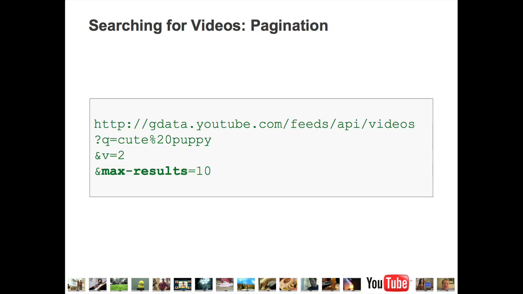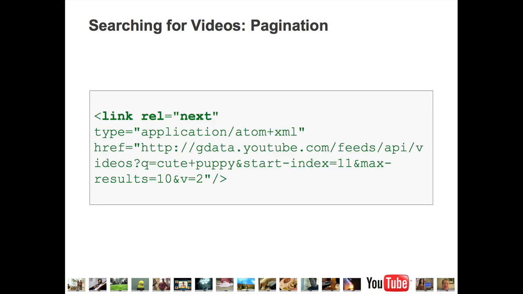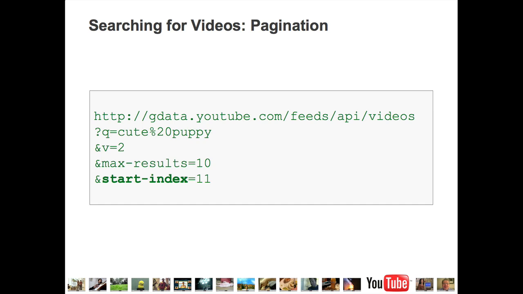Since there are many cute puppy videos on YouTube, we don't want to handle them all at once. We can specify how many we want by using max results. Since we only want 10 at once, but we might want to page to the next 10, we can look at the feed that's returned through the API for a link element with rel equals next. This will identify the next page of results and is the proper way of paging through a feed. If you look at that next link, you'll notice it has a start index parameter which identifies the beginning of the next page. However, you should not try to set this parameter manually and instead always extract the value of the next link from the feed.